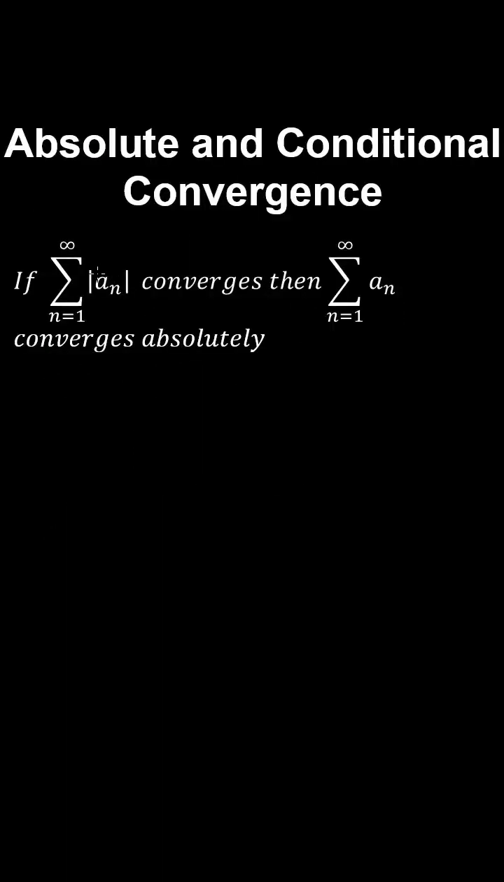If the series of absolute values of the terms in this series converges, then this series converges absolutely. Otherwise, we say that this series converges conditionally. So effectively, a series can be absolutely convergent, conditionally convergent, or divergent.